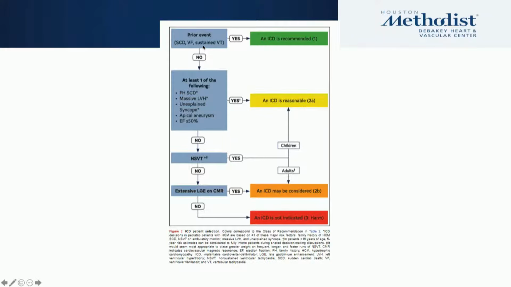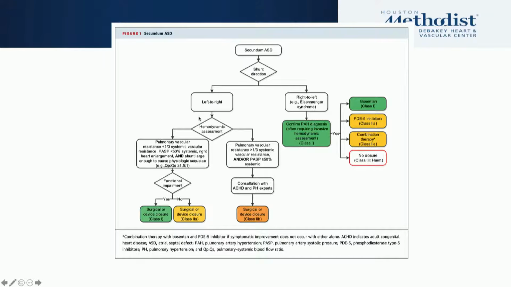So as we know, and this is from the 2020 HOCM guidelines, if you have sudden cardiac death, VFib, or sustained VT, obviously it's a class 1. If you have any family history of sudden cardiac death, if you have massive LVH, which is usually defined as more than 30, unexplained syncope, apical aneurysm, or EF less than 50, it's reasonable. And then if you have non-sustained VT, so ordering the event monitor, looking for NSVT, and the assessment of our colleague in the HOCM clinic saying apical aneurysm and the scar, which is 15%, is an additional marker to help guide the decision for ICD.